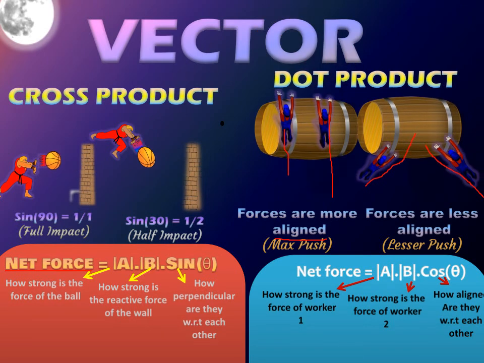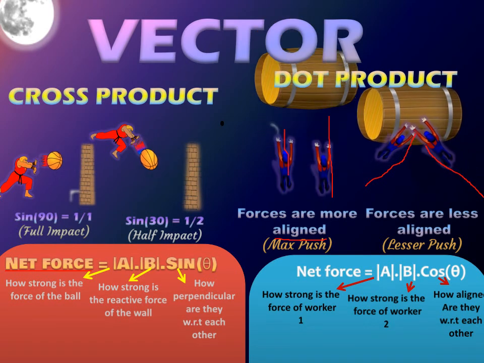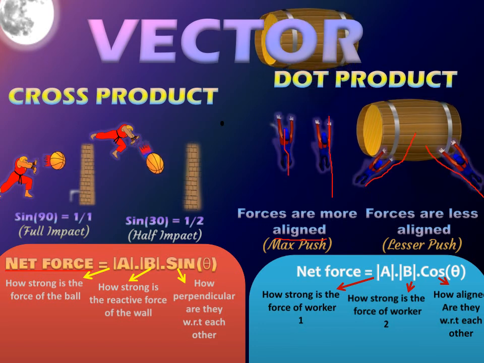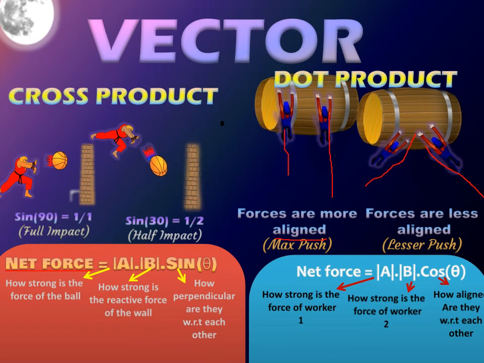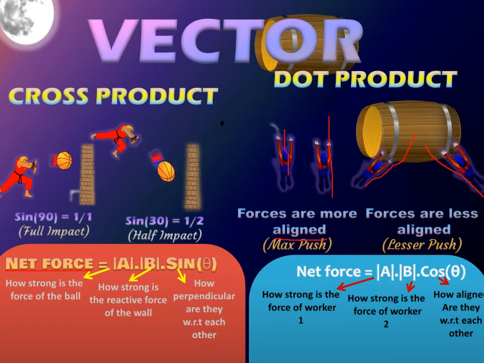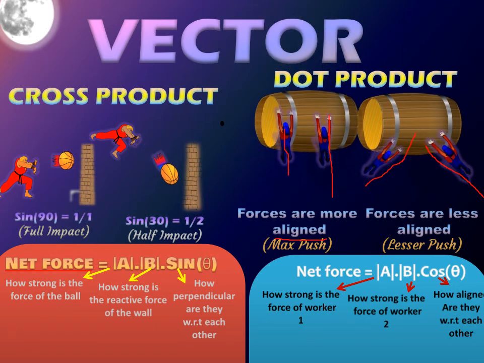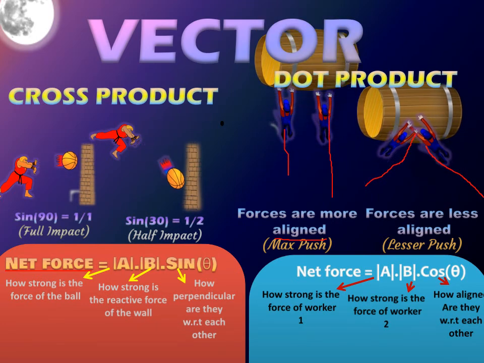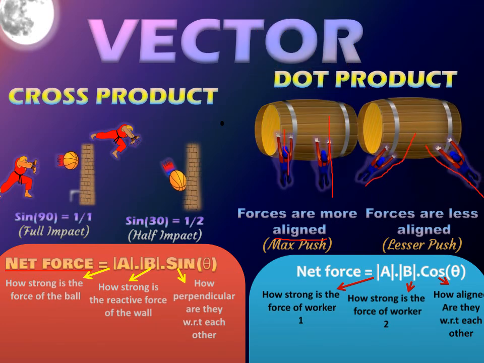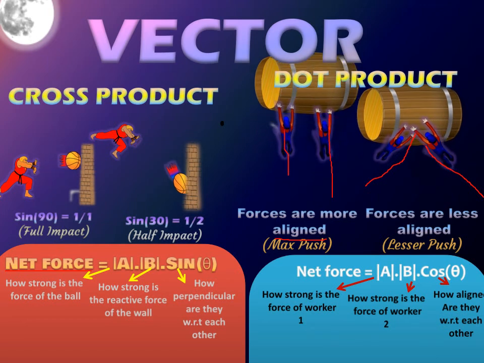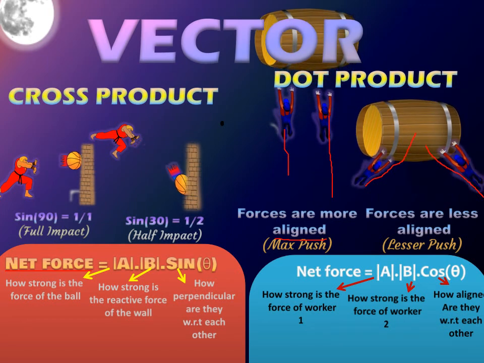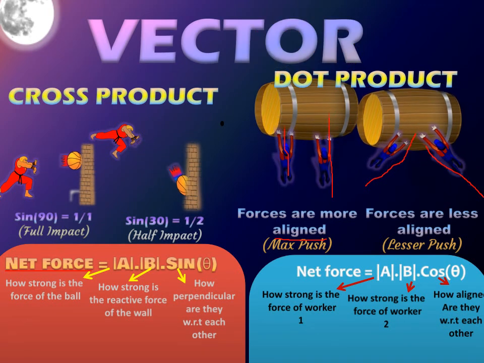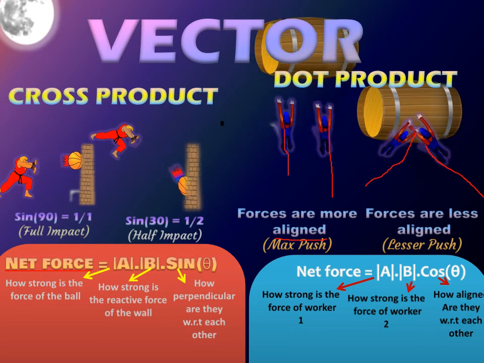And the third thing that influences the net force is how perpendicular they are with respect to each other. If the ball and the surface of the wall are at 90 degrees with each other, when the ball hits the wall, maximum impact takes place. At 30 degrees, the impact gets reduced to half. This is where cross product comes into vectors, into mathematics.